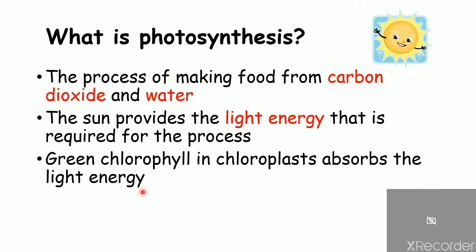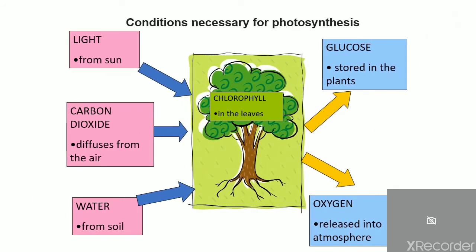So I'll just repeat these steps once again. That is, photosynthesis is nothing but a process of making food from carbon dioxide and water with the help of what? Light energy. And who absorbs this light energy? It's the green pigment called chlorophyll. And where is it present? It is present in the chloroplast. And where is this chloroplast present? In the leaf.